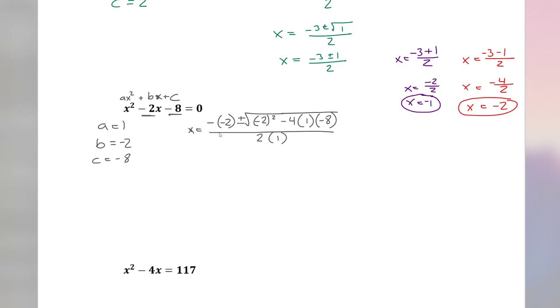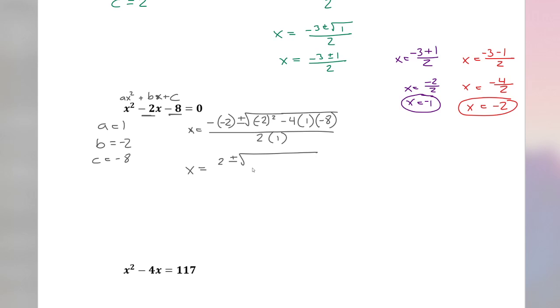Notice that I wrote negative b as negative times negative 2. I wanted to show you all of that, so don't just think since this is negative that we're going to drop that. You're not. You're multiplying it. You're doing the inverse of this. So negative 1 times negative 2 is going to be 2. So we have 2 plus or minus the square root.